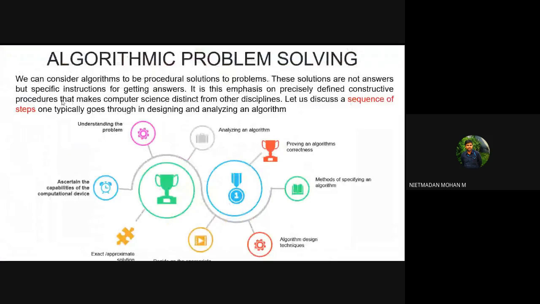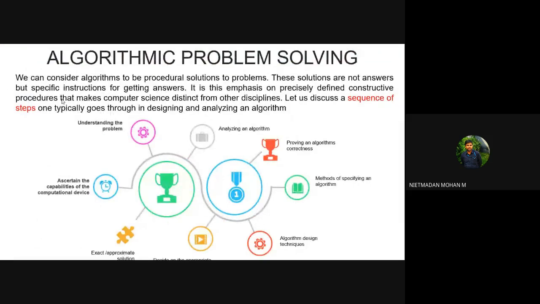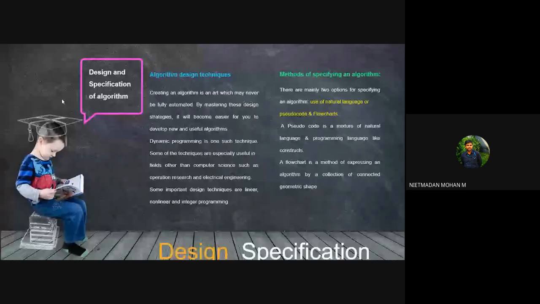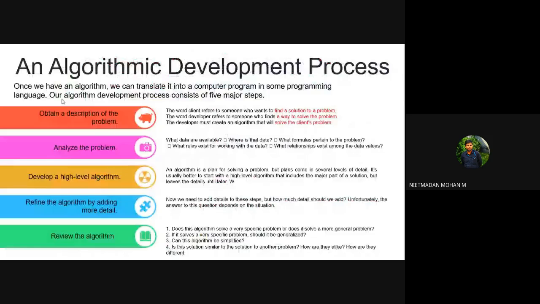So are you clear about this? Yes. If yes, I will move to the next step. And now coming to the algorithm development process. This is one of the five stages of development in an algorithm. So we will look at them one by one. That is, obtain a description of the problem.